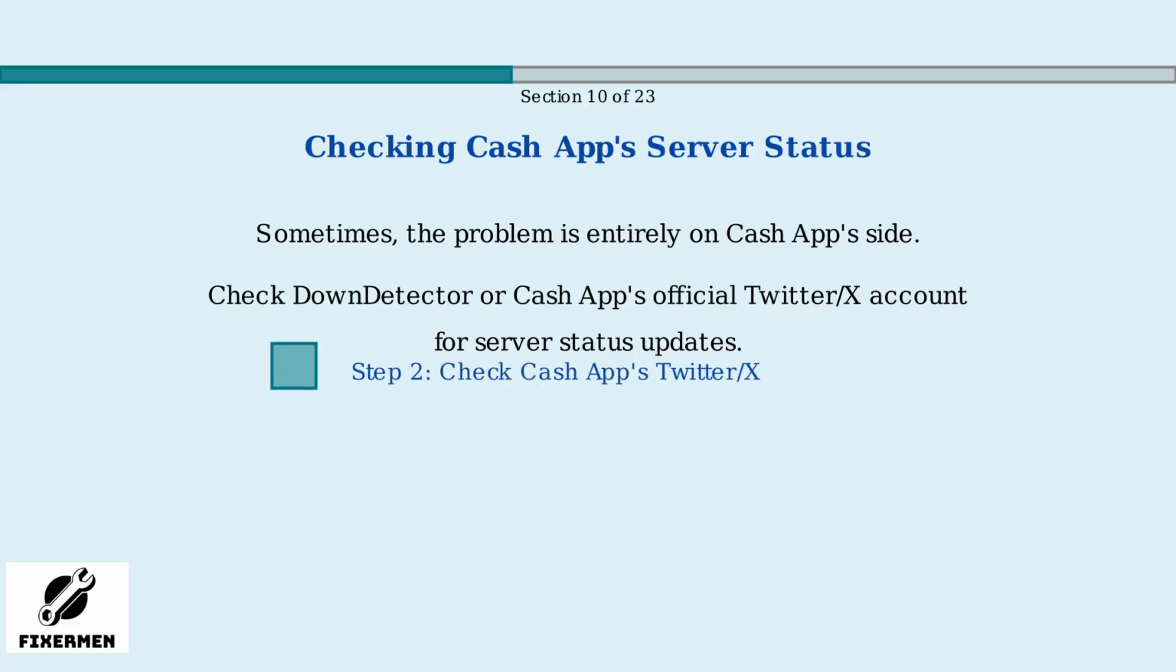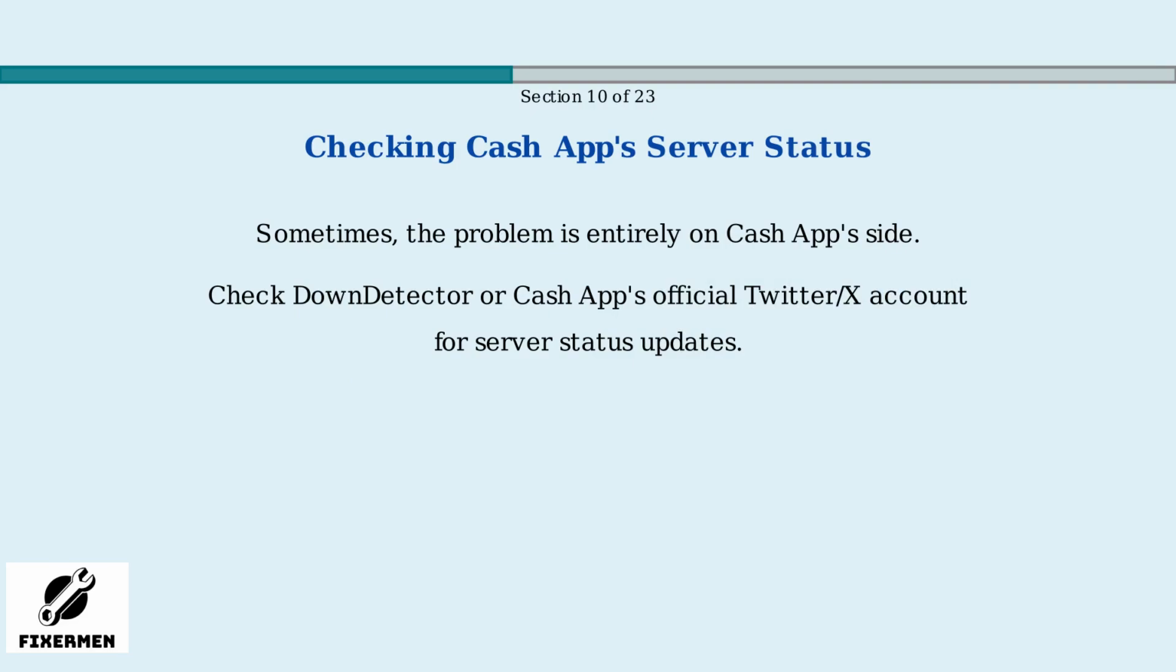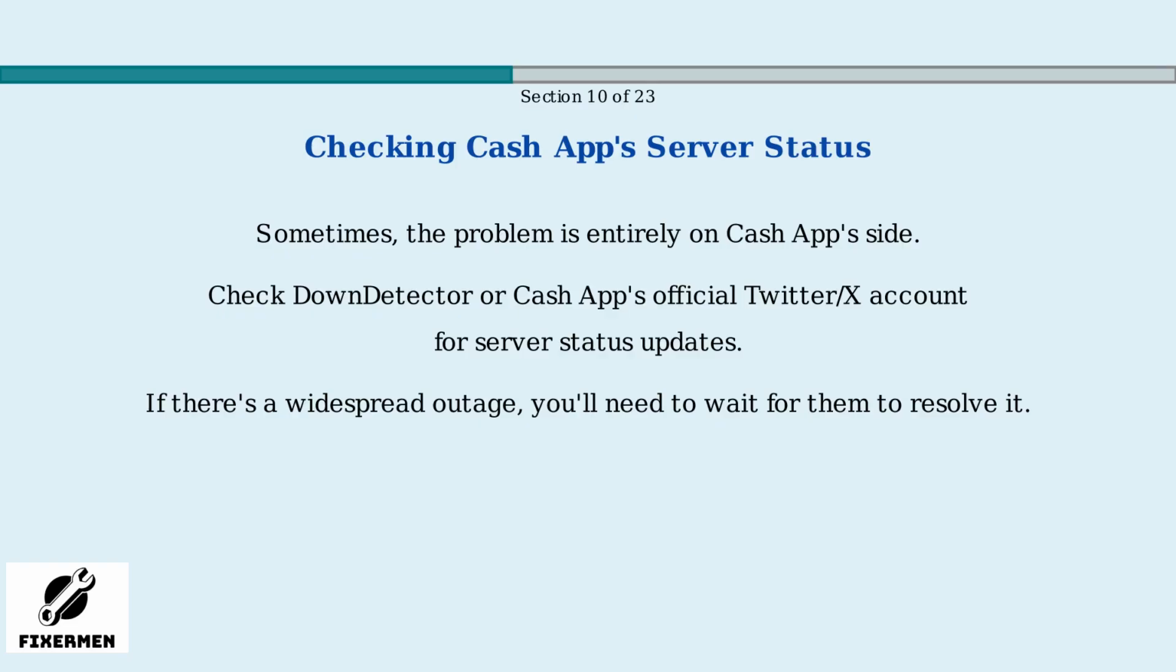You can also visit Cash App's official Twitter account, now known as X. Look for any posts about server issues or maintenance. Official updates from the company will appear there. If these sources confirm a widespread outage, the best action is to wait. Cash App's team will resolve server issues as quickly as possible, and the app will return to normal functionality.